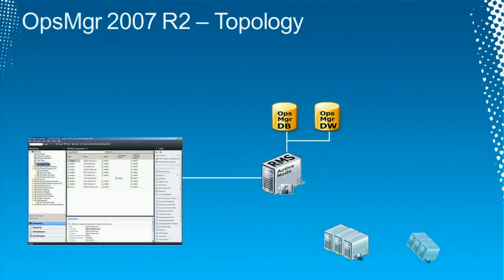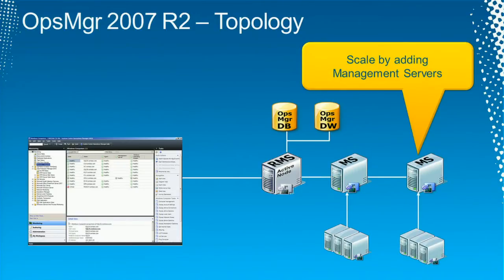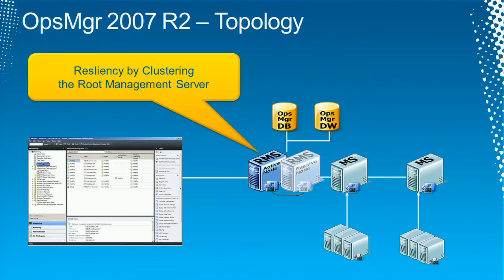Okay, so let's talk about the topology. So 2007 R2 today, what does that look like? Well, we have this concept of a root management server, which is the first management server that we deploy in our infrastructure. And then we scale out that topology by putting in more management servers or gateway servers if it's in non-trusted domains. And our agents talk to these management servers. And then for high availability, what we can do is we can put this root management server component on a hardware cluster, which gives it resilience, gives it that failover.